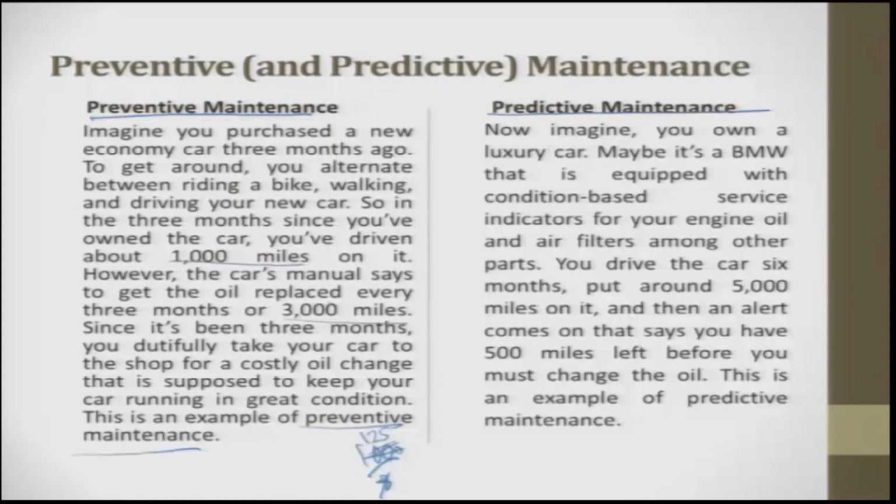Let us now move to predictive maintenance. Imagine you own a luxury car, maybe a BMW, that is equipped with a condition based service indicator for your engine oil and air filter, among the parts. You drive the car 6 months, put around 5000 miles on it, and then an alert comes on that says you have 500 miles left before you must change the oil. This is an example of predictive maintenance.